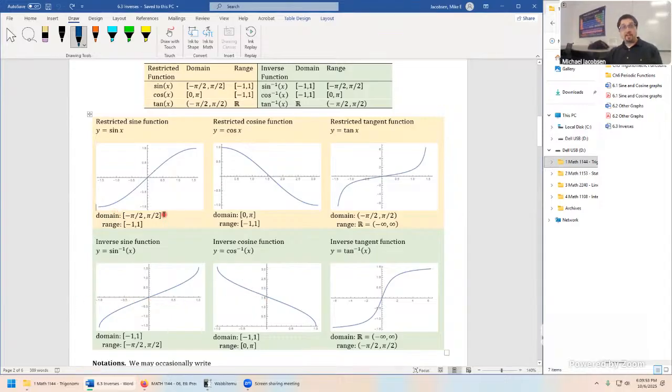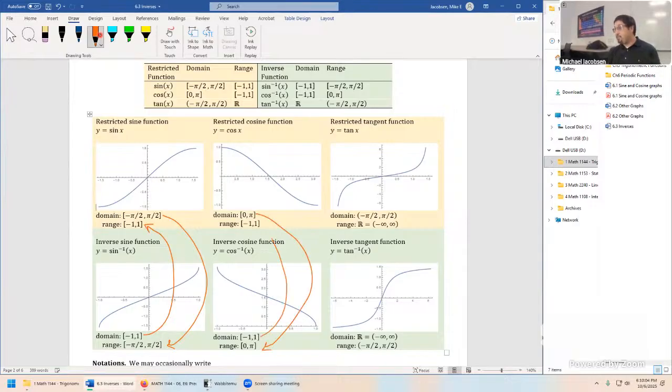Notice the swapping of domain and range on every single one of these. Domain becomes a range here. Domain of the inverse is the range of the original function. Then again, we have another swap. And this is where the swap becomes really interesting.